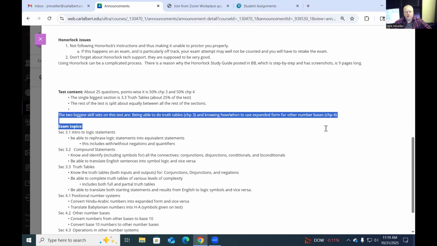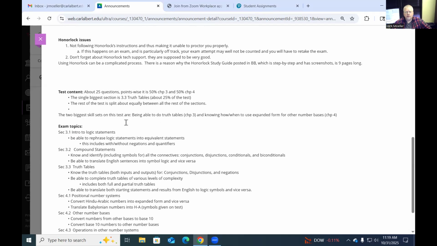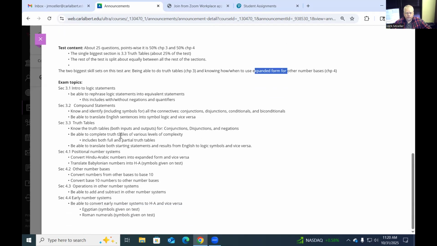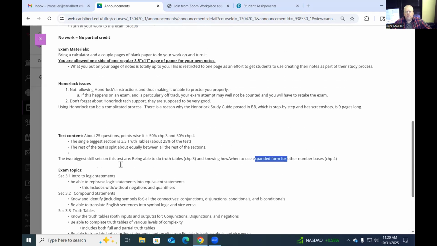As I've outlined here, I would say the two biggest skill sets from chapter 3 are being able to do your truth tables, which means knowing your language and your symbols on top of knowing the truth tables. And then in chapter 4, we do a lot of conversions between number bases, and to me that's related to expanded form. So being comfortable with expanded form at other bases is a key to a lot of the stuff in chapter 4. If you want to read through that, those are the specific details. So this test consists of 3.1, 3.2, 3.3, and 4.1 through 4.4.